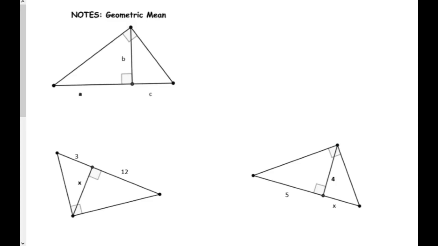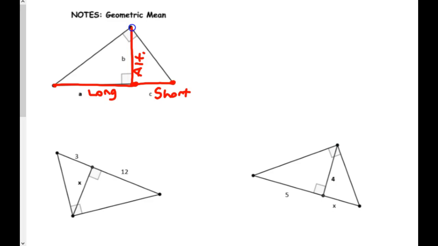So here's the deal. Whenever you look at this right triangle, this is called an altitude. Altitude. All right. And then B would be my altitude. And then I have a long side segment. And then I have a short side segment. Okay?